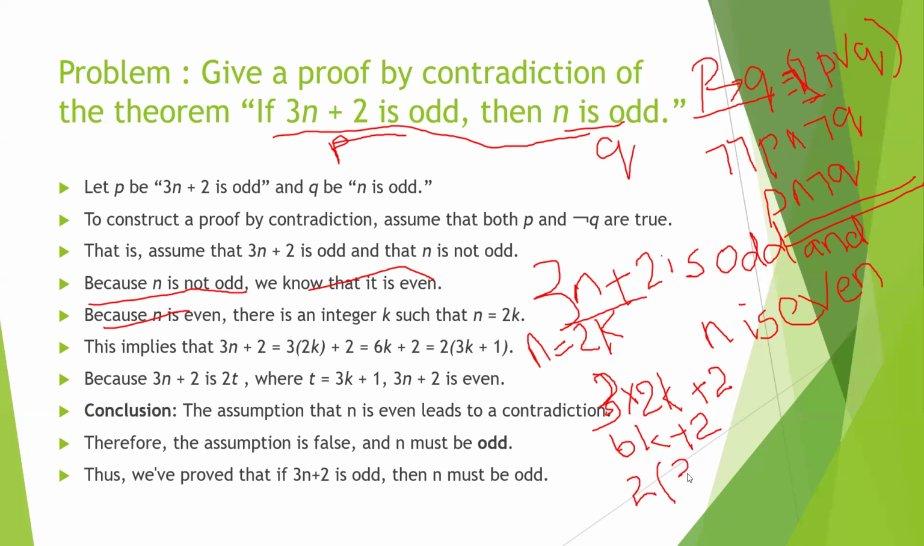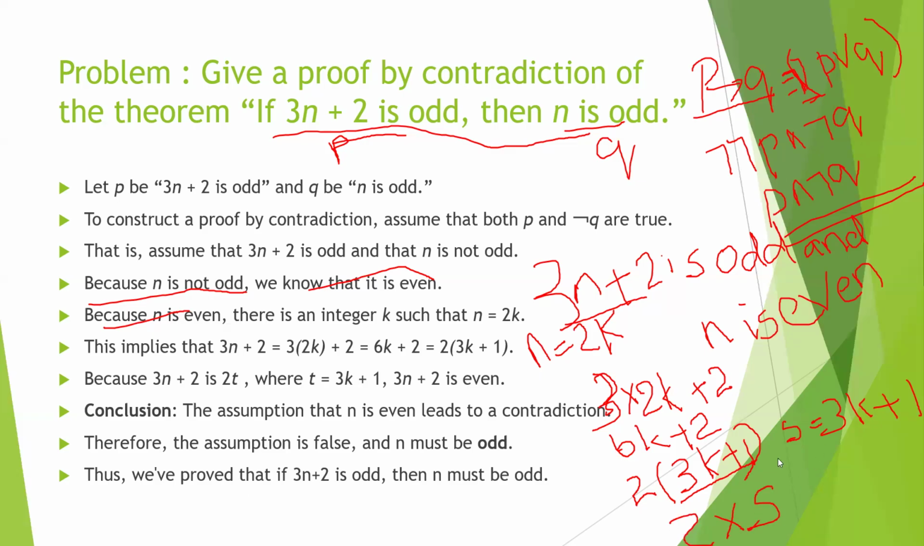So that is 3k plus 1. Take this symbol: if S is equal to 3k plus 1, then we can rewrite it as 2 into S.